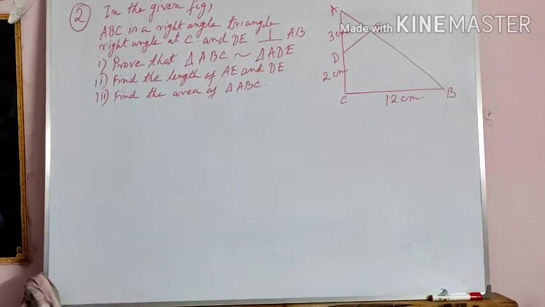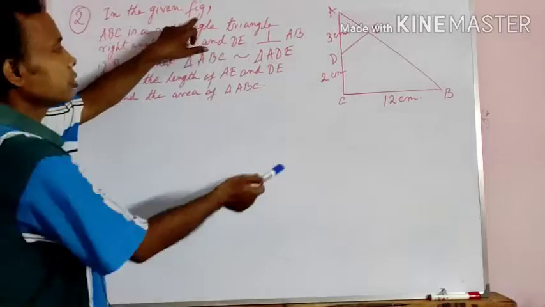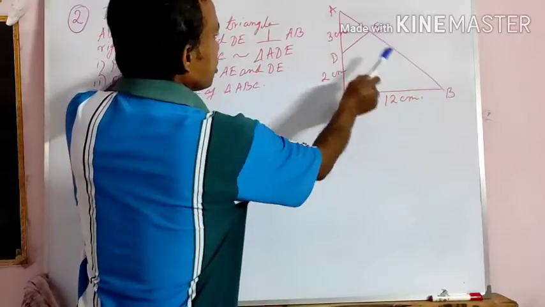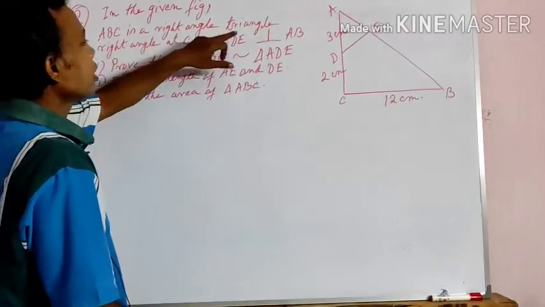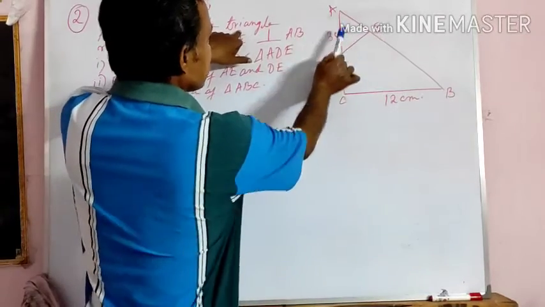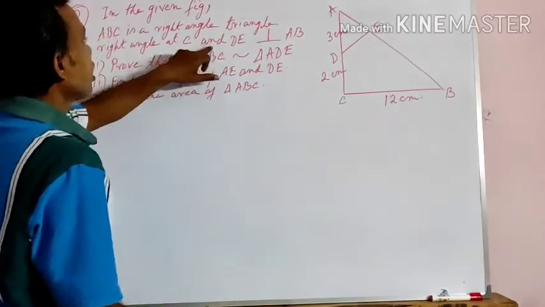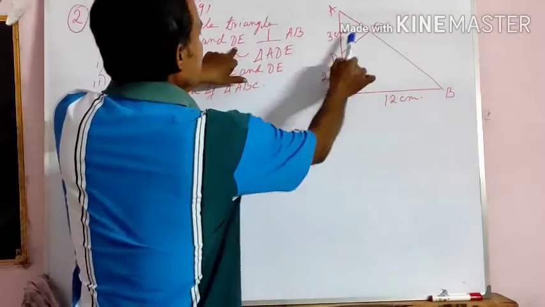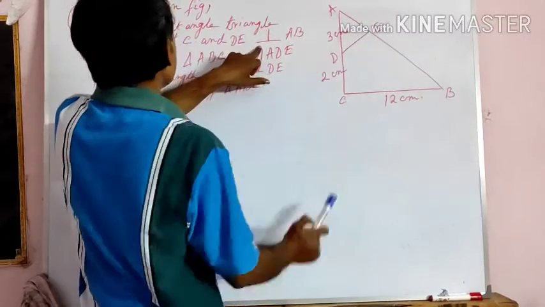CBSE class 10 question number 2. In the given figure, ABC is a triangle, right-angled at C. This is the right angle at C. And DE is perpendicular to BC, that is, this angle will be 90 degrees.